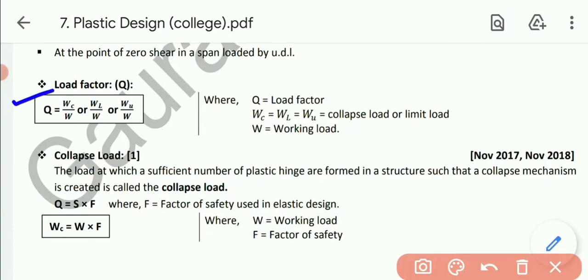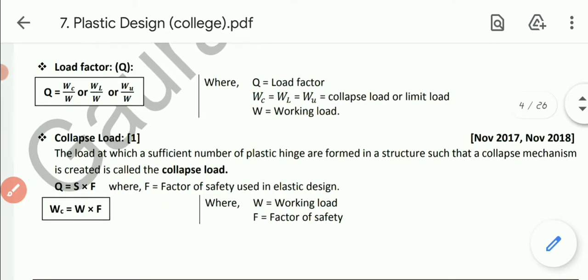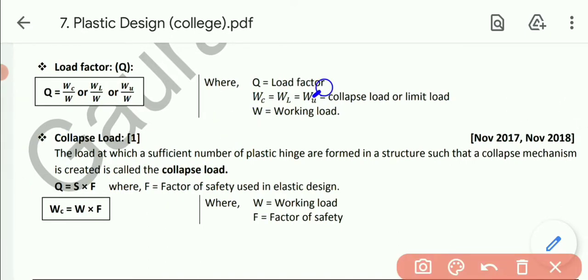Say load factor Q, say Q equals Wc by W or WL by W or Wu by W, where Q stands for load factor, and Wc, WL, Wu are the collapse load, or we can say limit load, and capital W is known as the working load. Next one, that is collapse load. We have seen collapse load over here.